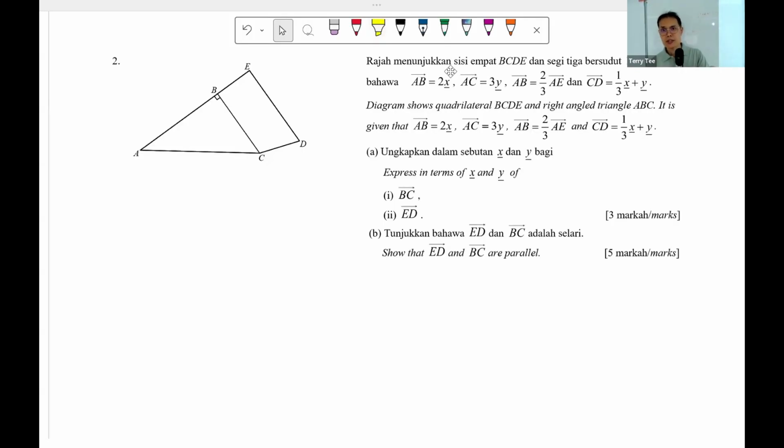Okay, question number 2. This is Form 4, Chapter 8, Vectors. So the diagram shows a quadrilateral BCD and a right angle triangle ABC.